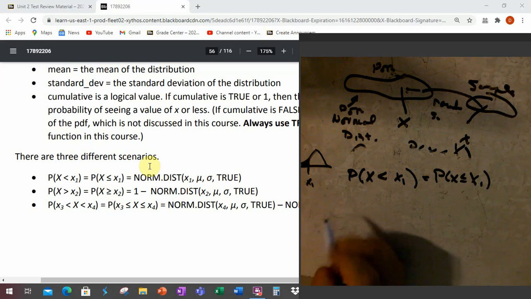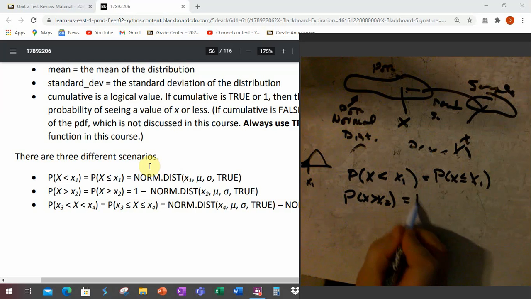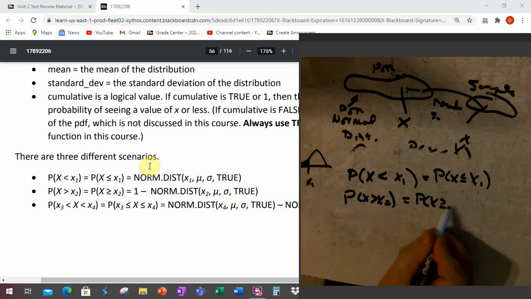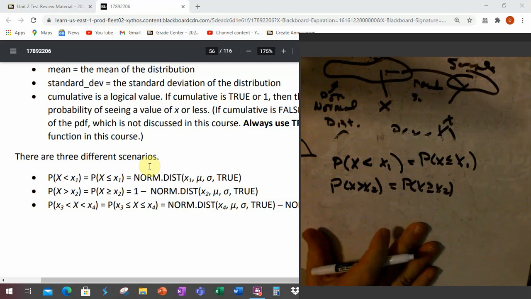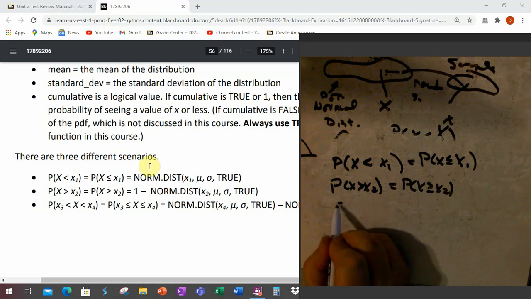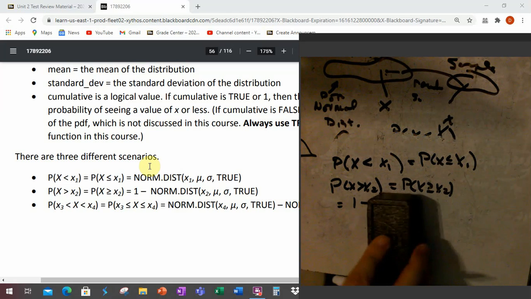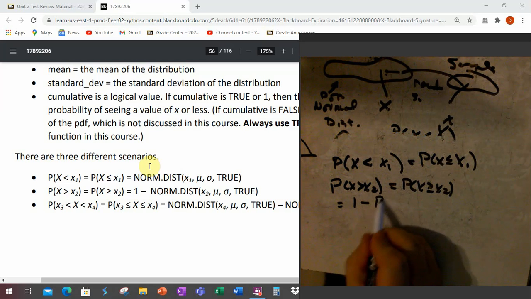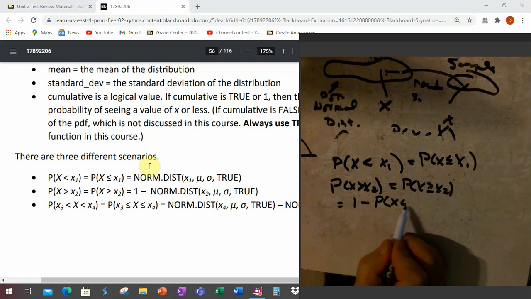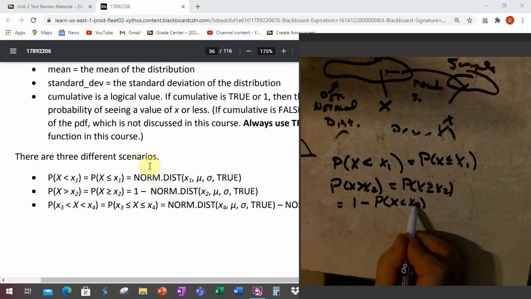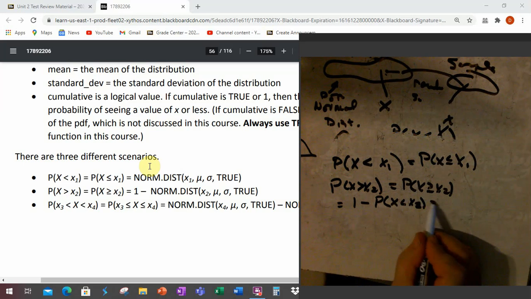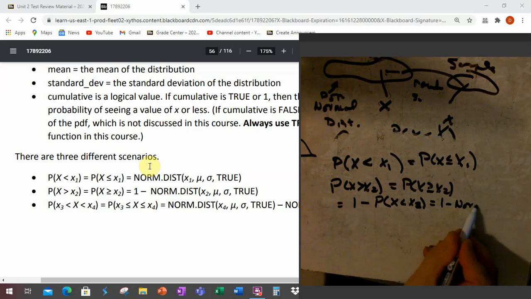If I want the probability of x greater than x2, the problem could say probability of x greater than or equal to x2. Doesn't matter. This is going to be the very same, 1 minus the norm.dist. So let me kind of break this down. 1 minus the probability of x less than x2, okay, x2, and that's just the 1 minus norm.dist.